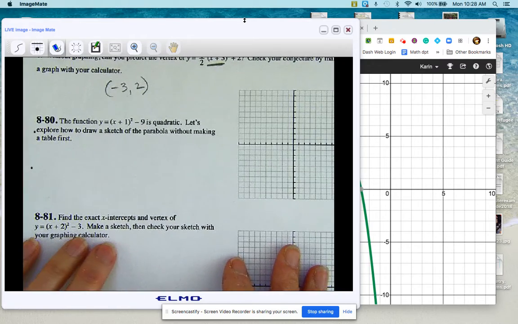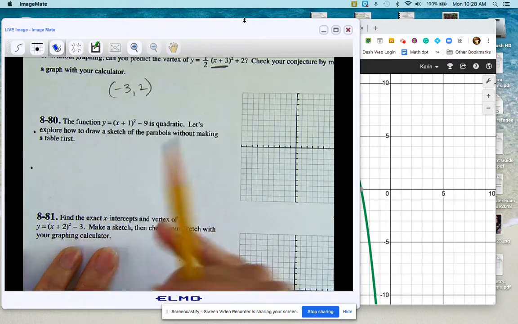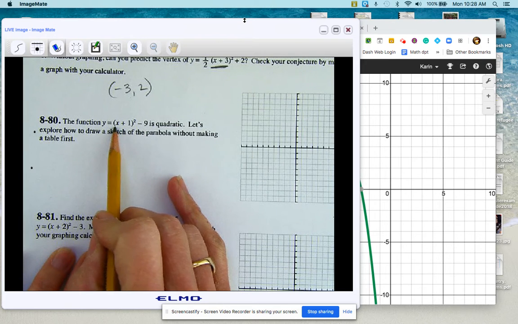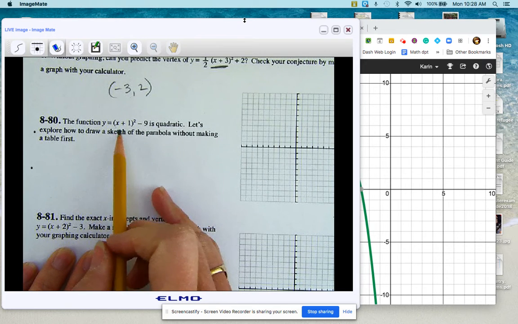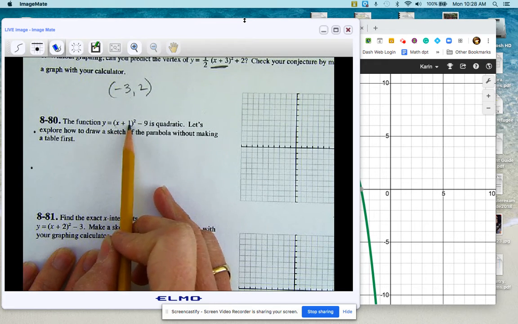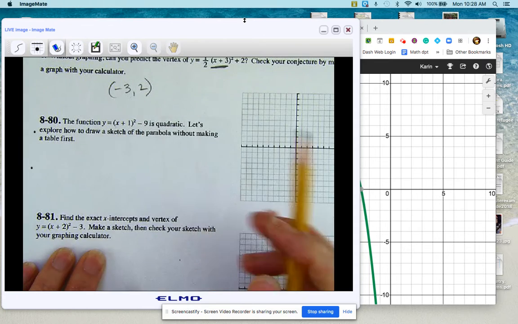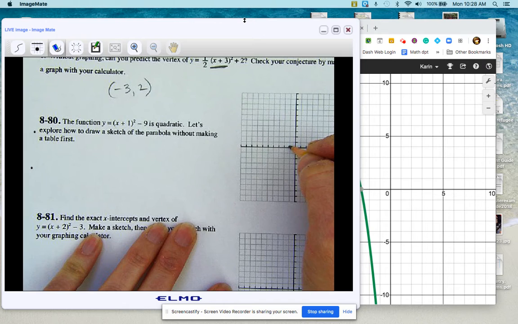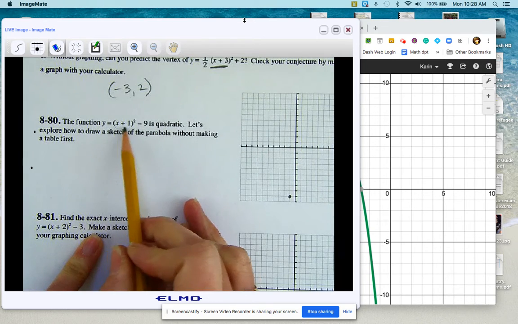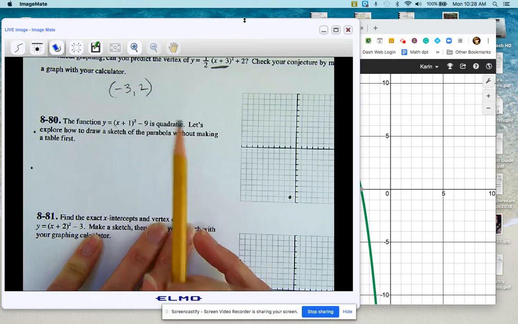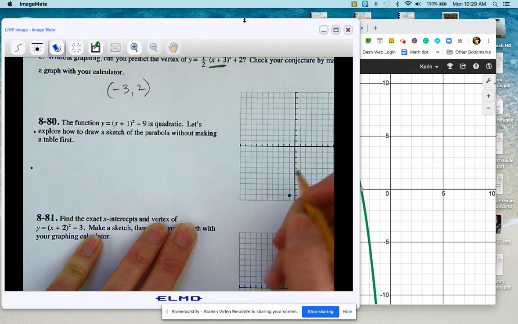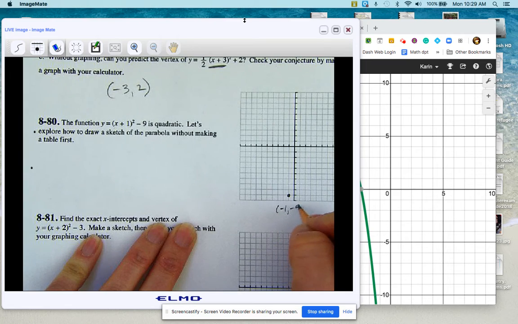Okay, so the first thing we're going to do is think about the vertex. What special value could I put in for x? Well, if I make x be -1, -1 plus 1 is going to be 0, and I'm going to end up with -9. So I'm going to plot my vertex at -1, -9. I'm going to think about what x value will make all this squared part 0, and then my y value will be what's left. Okay, that's my vertex, at -1, -9.